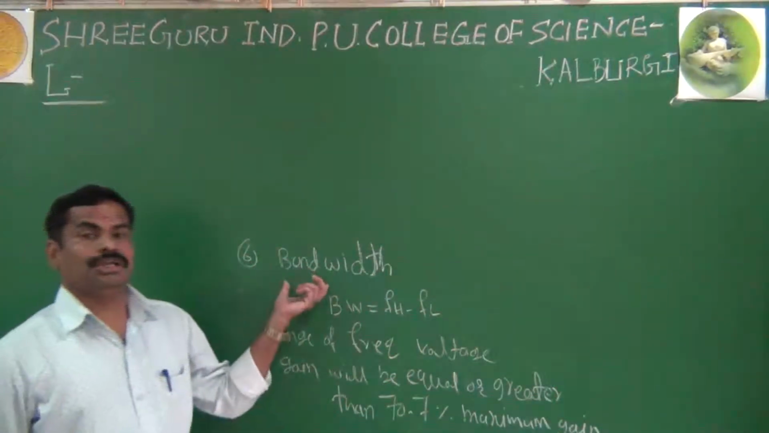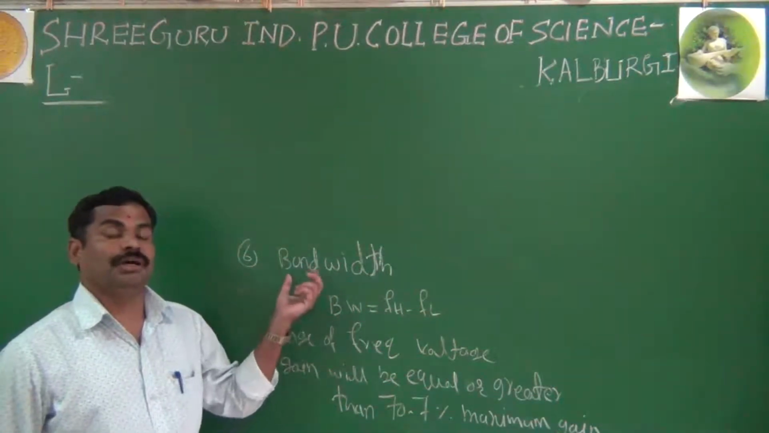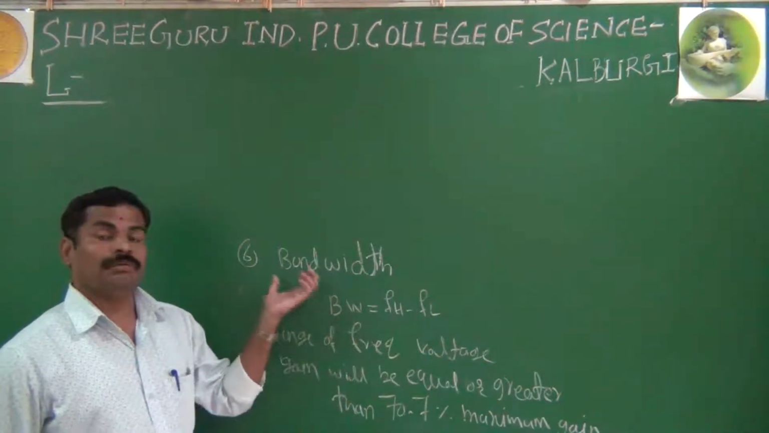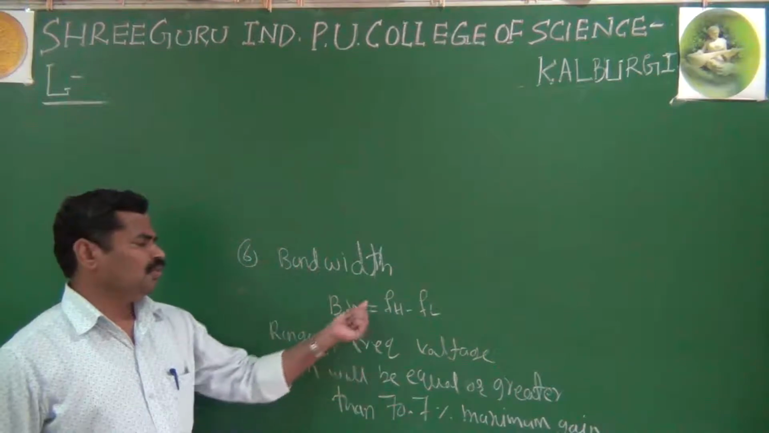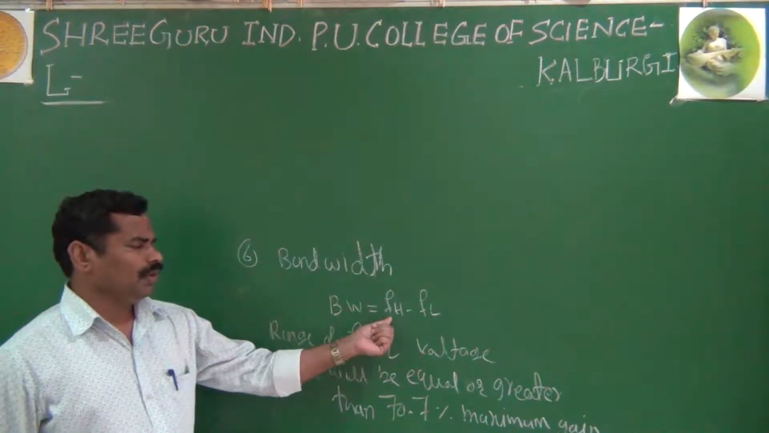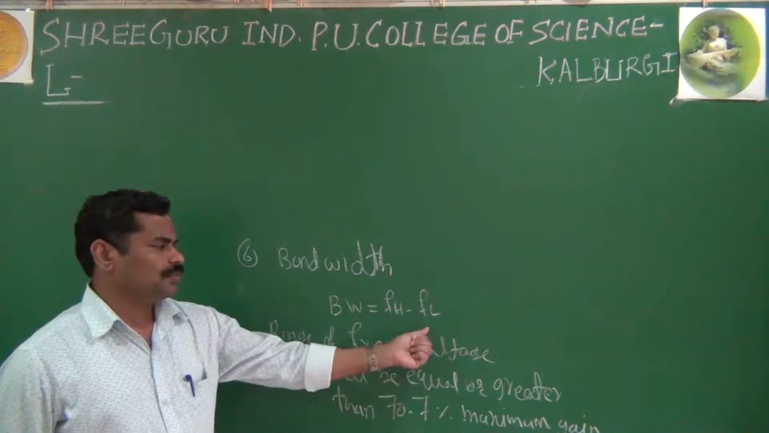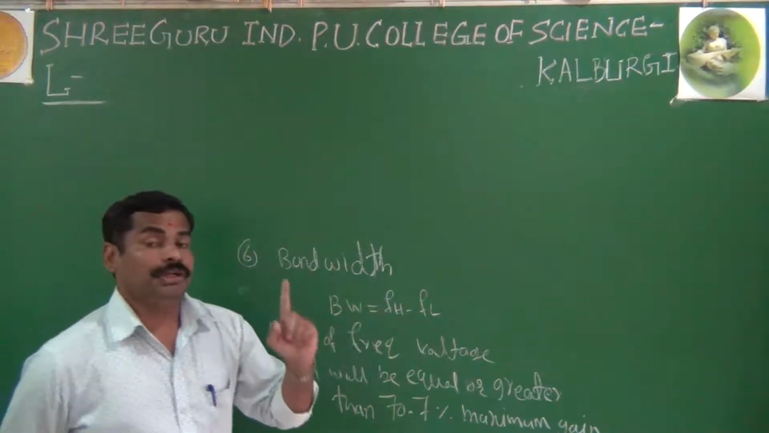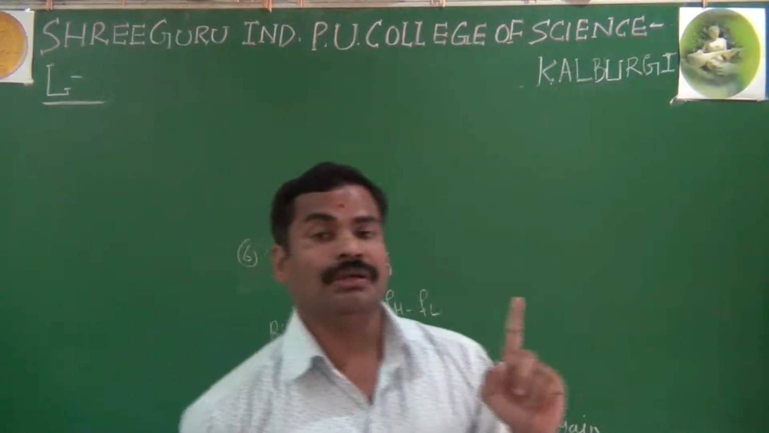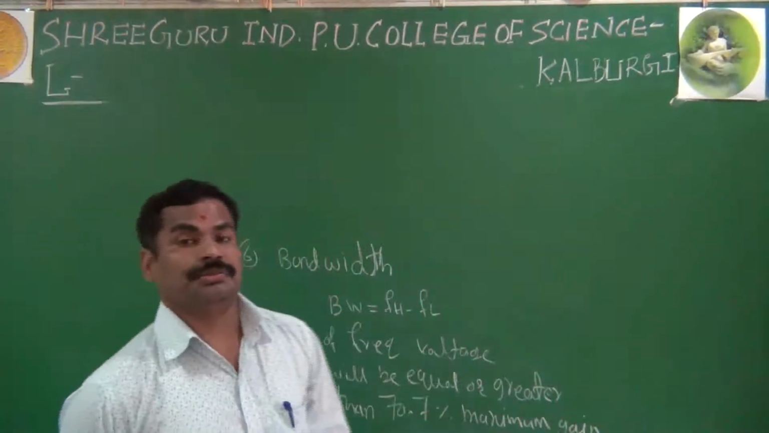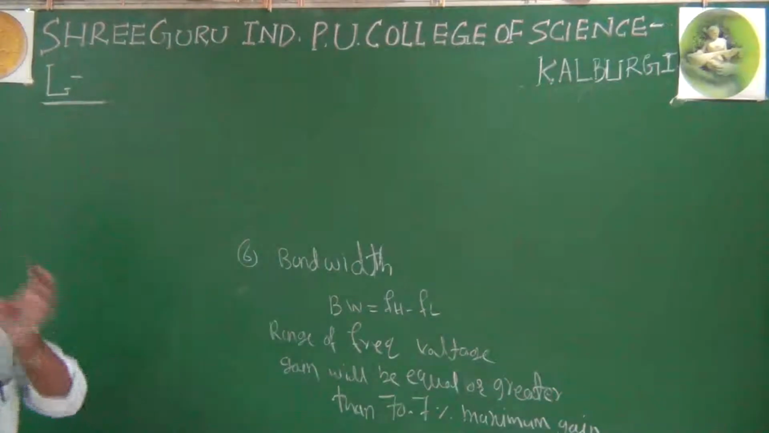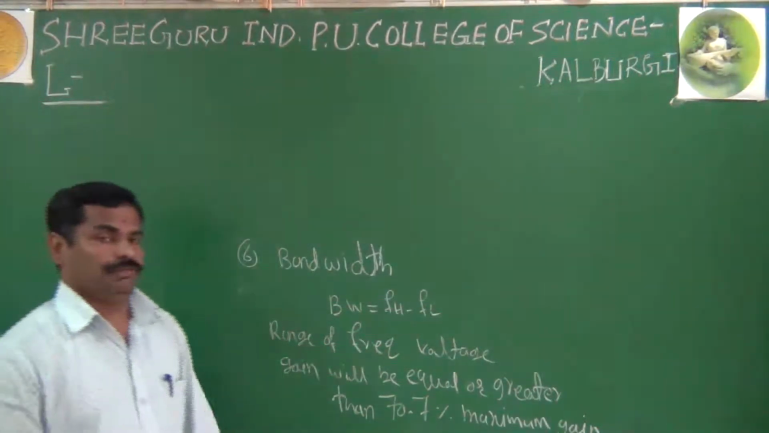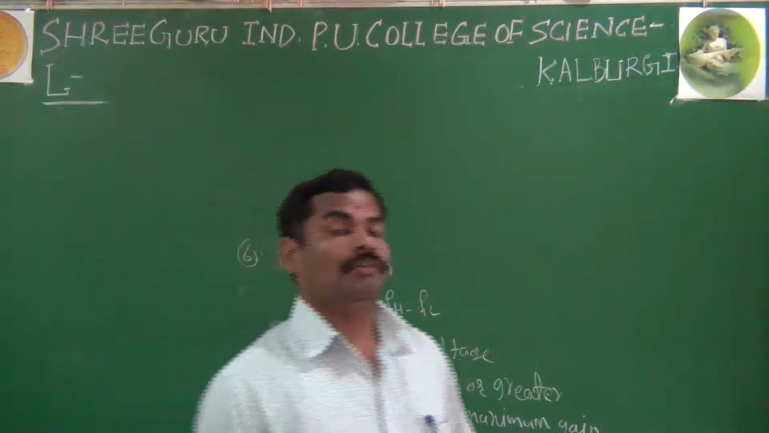The bandwidth indicates the range of frequencies the amplifier will effectively amplify, that is nothing but your bandwidth. Here, the higher cutoff frequency and lower cutoff frequency, especially the higher cutoff frequency, is a particular frequency at which the gain will be equal to 70.7% of the maximum gain. This FH and FL are also called half power frequencies.